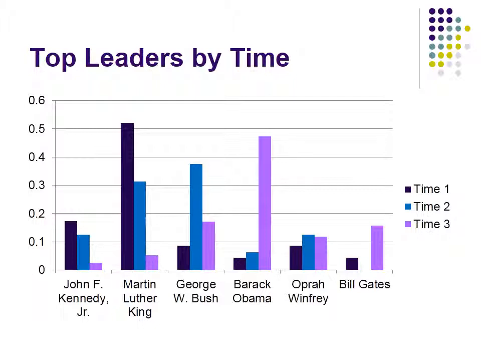So we found some interesting effects. Time 1 is the dark band, time 2 is the blue band, and time 3 is the purple band. So this is just the top leaders by the time period. The most commonly listed leader during time 1, which was on the anniversary of Martin Luther King, was Martin Luther King. But that's kind of interesting because that's who people are thinking of as a leader at that point. That's the first person that's coming to their mind.